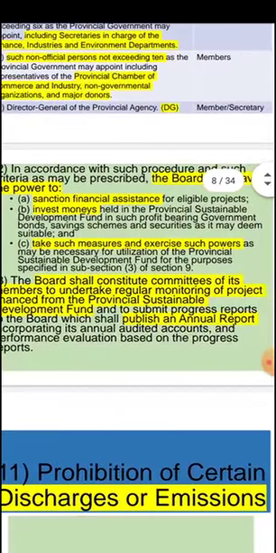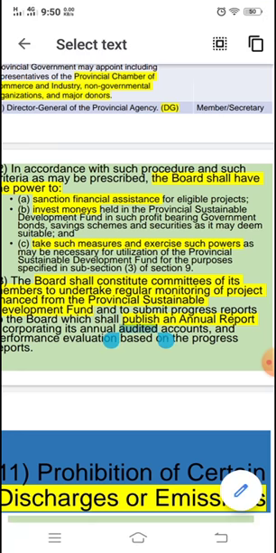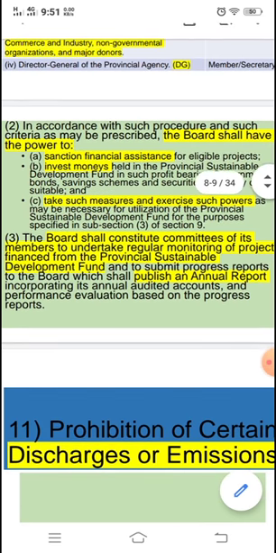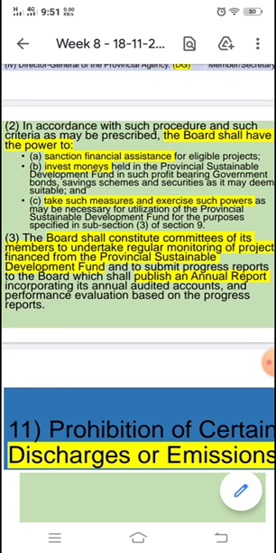Finally, in subsection 3, the board shall constitute committees of members to undertake regular monitoring of the project financed. So, the project which is financed by this fund, Sustainable Development Fund, will be monitored by the committee which will be constituted by the board. And then in the end, an annual report will be published, which will be like a progress report of the fund.